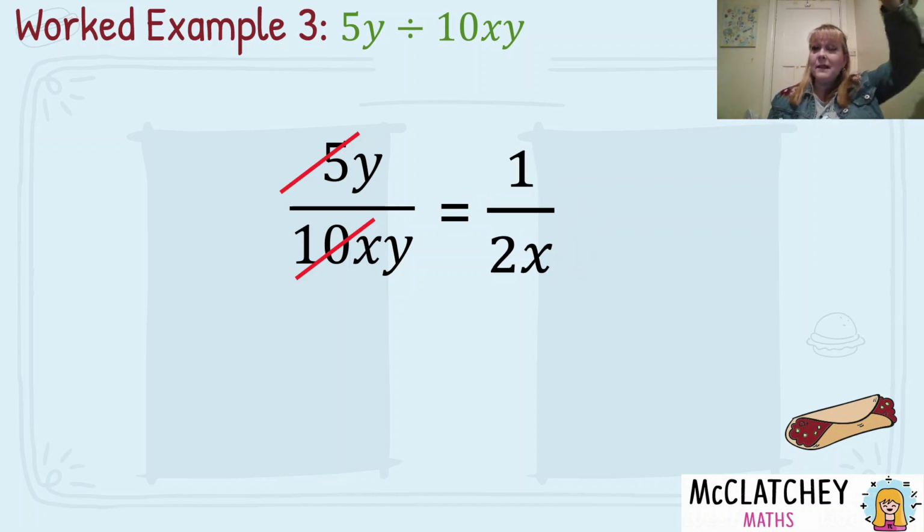So the 1 stays on the top. I don't need to write the 1 on the bottom. 2 times 1 is just 2. And the x stays on the bottom as well. So now I've got a half, and then the x is on the bottom. It's not half of an x, it's 1 divided by 2x.